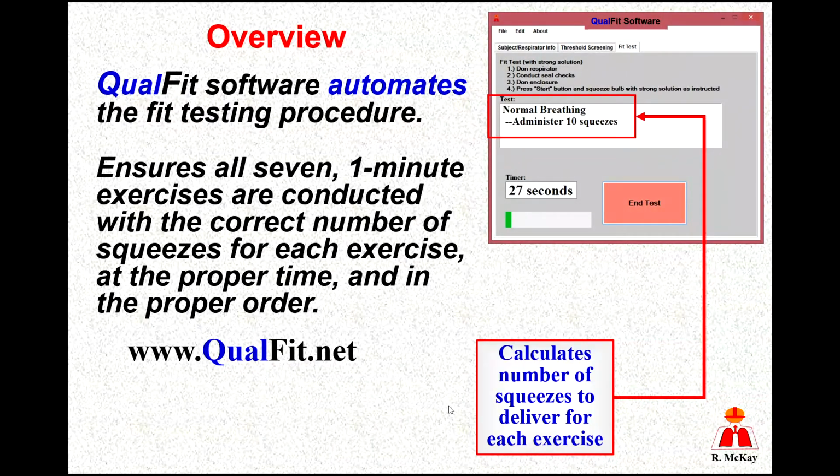Looking over at the right, in what we call the test screen, we see highlighted, it says normal breathing, administer 10 squeezes. So this window will identify the current exercise in progress, which again in this example is normal breathing, and it also displays the number of squeezes of the fit test solution to administer at this time based upon the results of the previous threshold screening procedure.